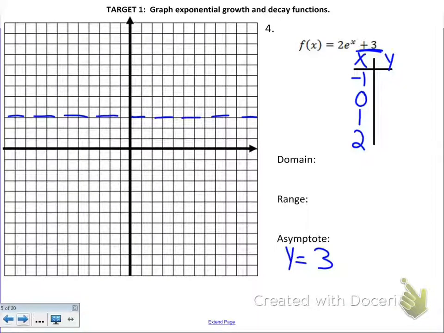Okay, the rest, you're going to plug that in your calculator, get out your x and y chart, figure out your graph, do your domain and range, and come back and check it out in a moment.